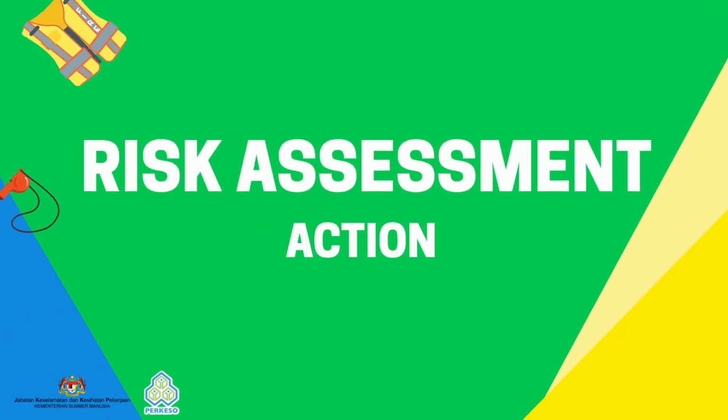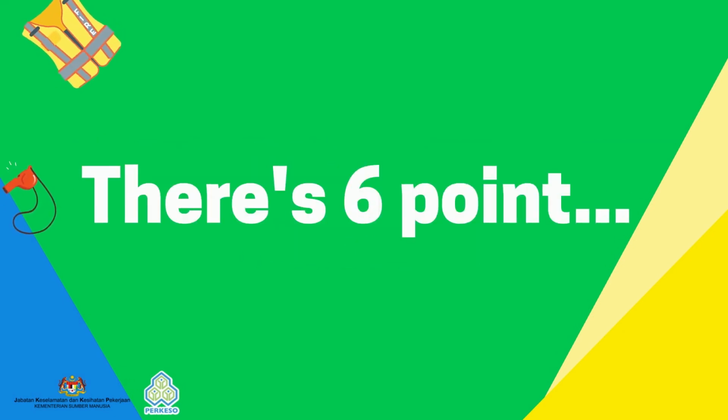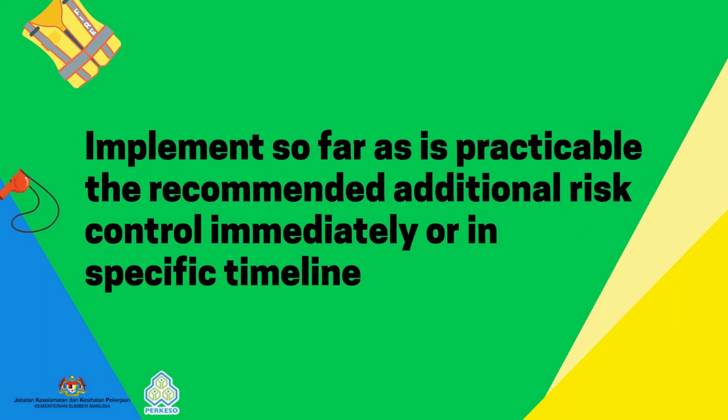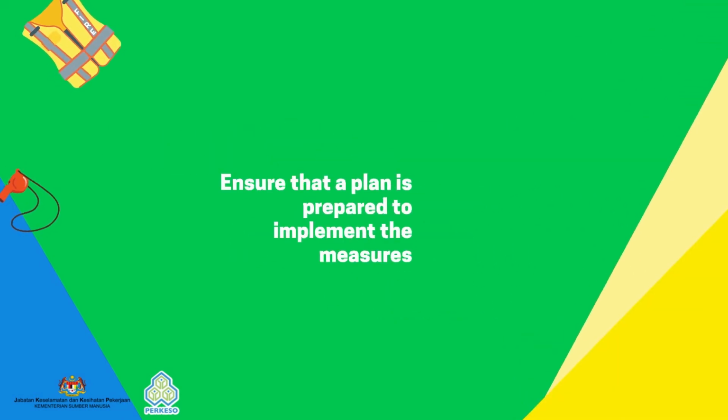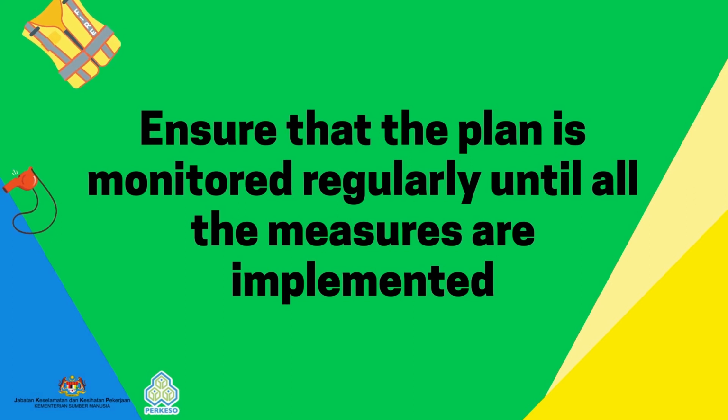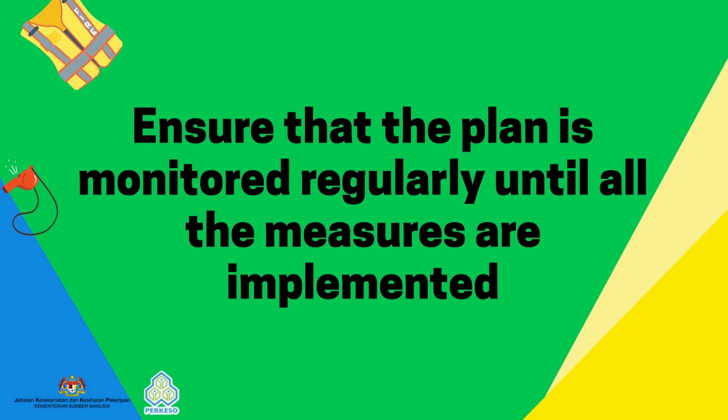We will talk about risk assessment action. There are six points for this subtopic. The first one is implementation. So far as is practicable, implement the recommended additional risk control immediately or within a specific timeline. Ensure that a plan is prepared to implement the measures. Ensure that the plan is monitored regularly until all the measures are implemented.